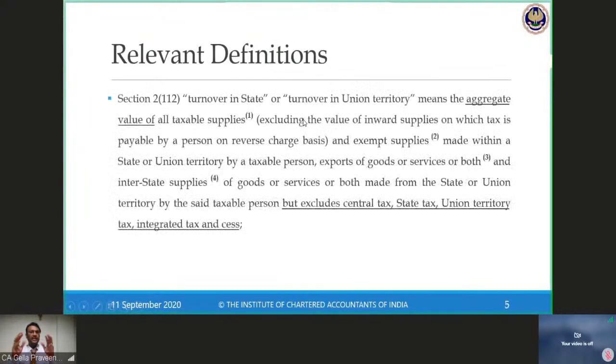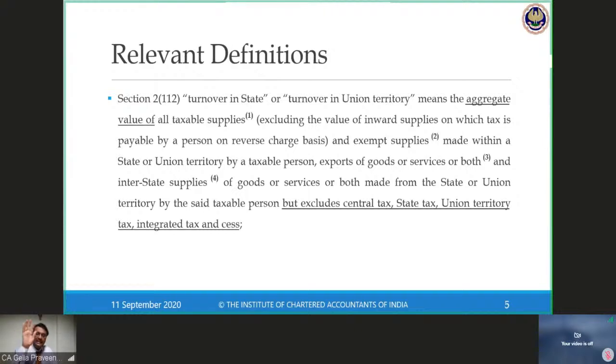Next definition. Turnover in state. This is one definition very, very important for us again. Please write down section 2(112). Where do we use this? Section 17, rule 42, rule 43, section 44, rule 89. Please write again: section 17, rule 42, rule 43, section 44, rule 89.